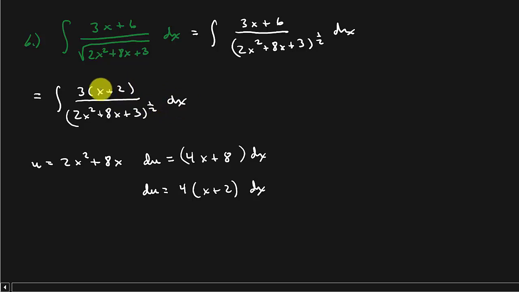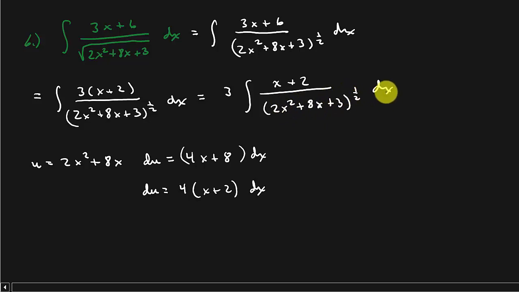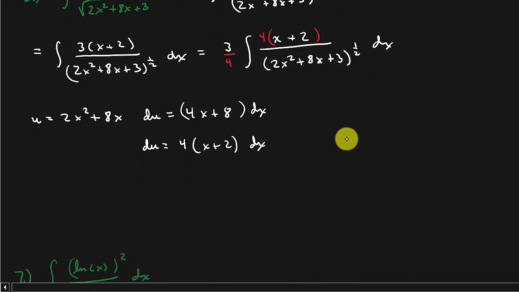All right, so we got the x plus 2, those match. But here we have a 3, here we have a 4. See, that 4 doesn't match that 3. So let's even rewrite it one more time. Let's pull that 3 completely out. So that's x plus 2 over 2x squared plus 8x plus 3 to the 1/2 dx. And so you can see here we need to multiply this by 4, so that means we've got to divide by 4 outside the integral.